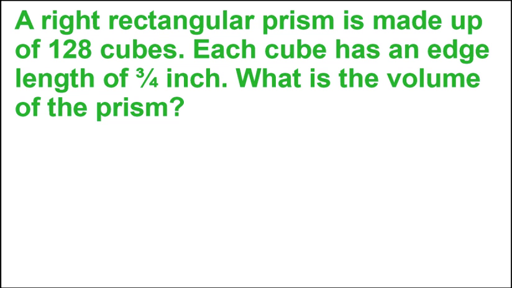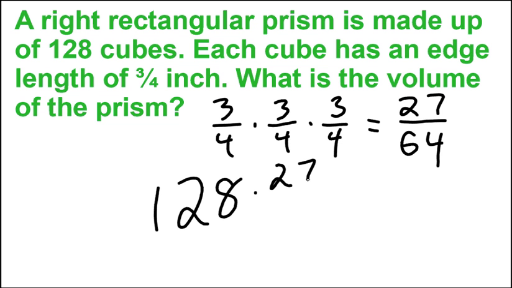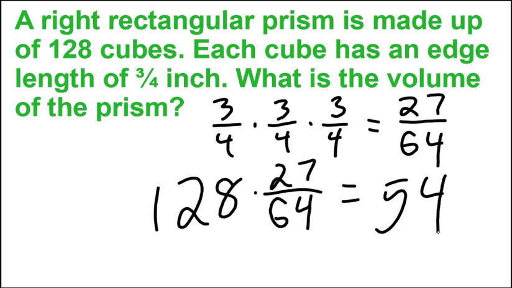All right, who thinks they've got it? 54. 54 is correct. Step one, volume of the tiny cube. So 3/4 times 3/4 times 3/4. If you keep that as a fraction, that gives you 27/64. Then we multiply the number of cubes times our tiny cube's volume. When we multiply it out, that's how we get that 54. Any questions on that?